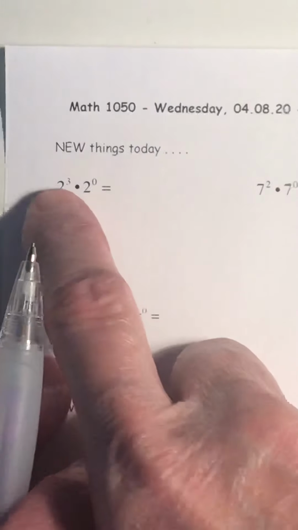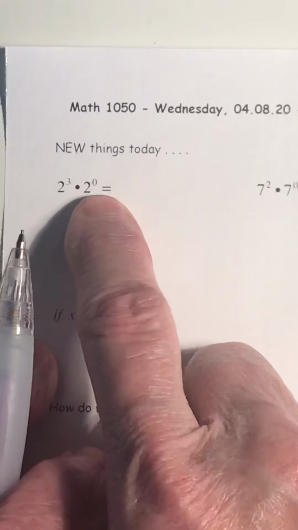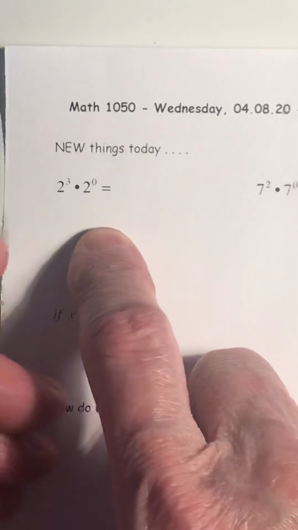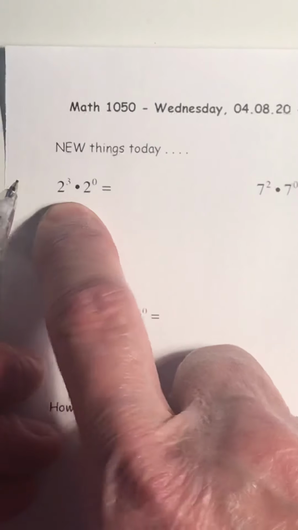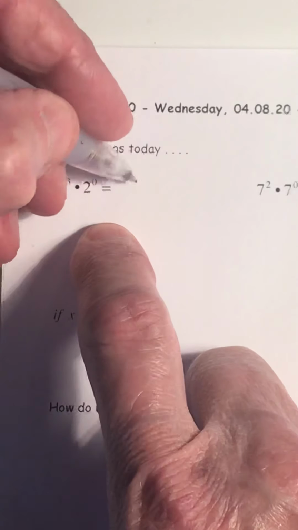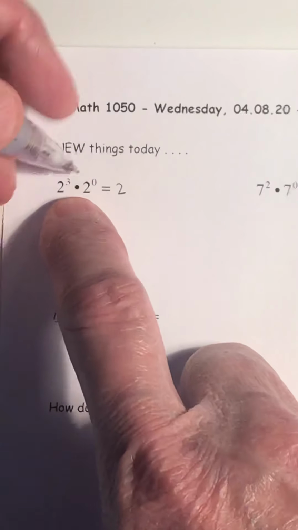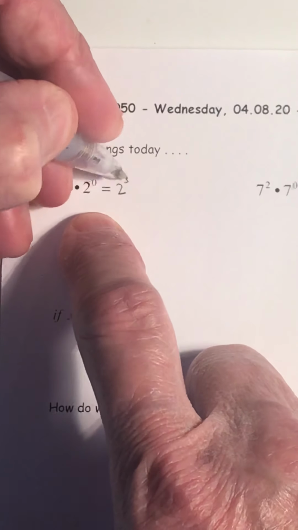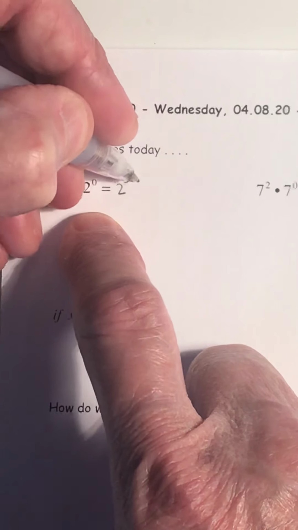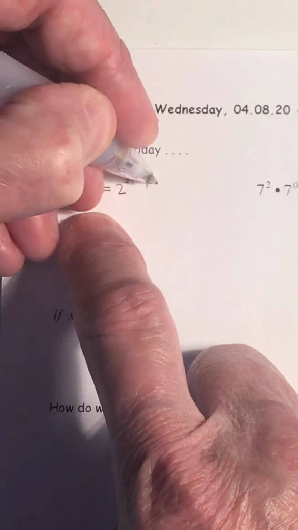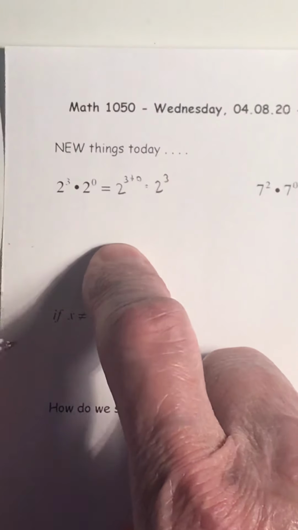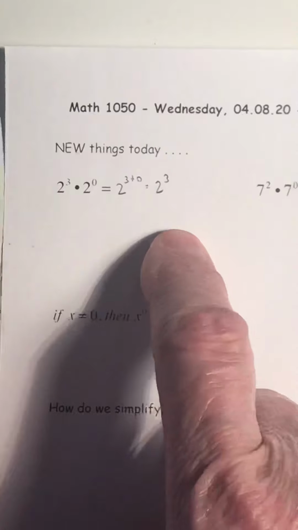Remember that if we have something to a power times something to a power, as long as the bases are the same, there's 2 to a power times 2 to a power, we're supposed to add the exponents. So we would get 2 to the 3 plus 0. And 3 plus 0 is 3, so we're getting 2 to the third, which, by the way, is 8.